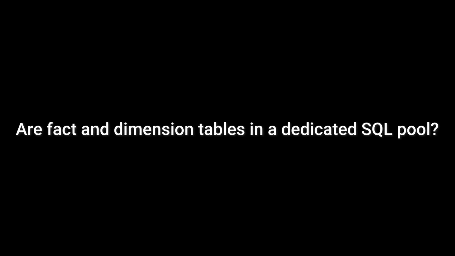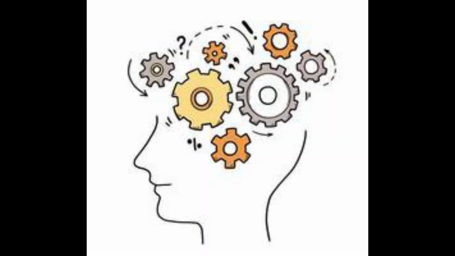A thought process should always arise as a part of table design. We have to understand how large the table is, how often the table is refreshed, and whether I have fact and dimension tables in a dedicated SQL pool. These are the things that need to be catered for before we design our tables. Before we design our tables, we need to understand hash distribution, round robin distribution, and the replicated storage method.